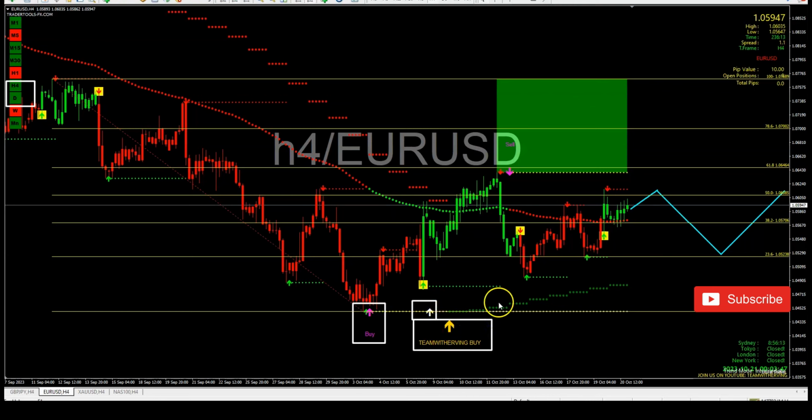Boom, it's going up. Look at the stairs. Boom, boom, boom. Market is only going in one direction, and that is going bullish. So Euro USD is in a buy trend, period. It is in a buy trend.